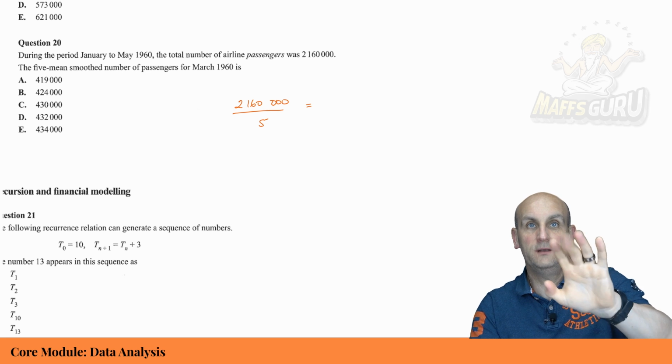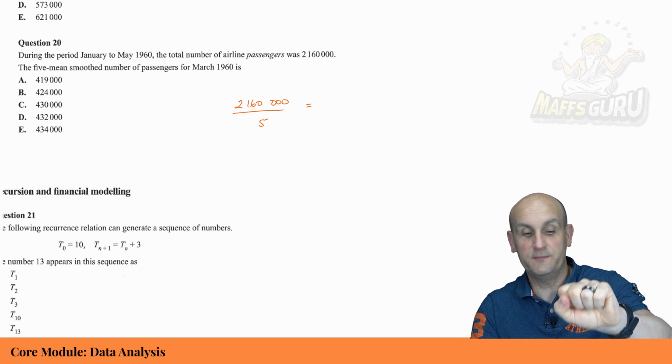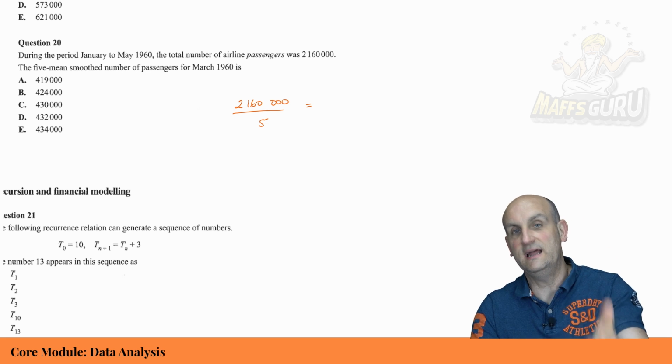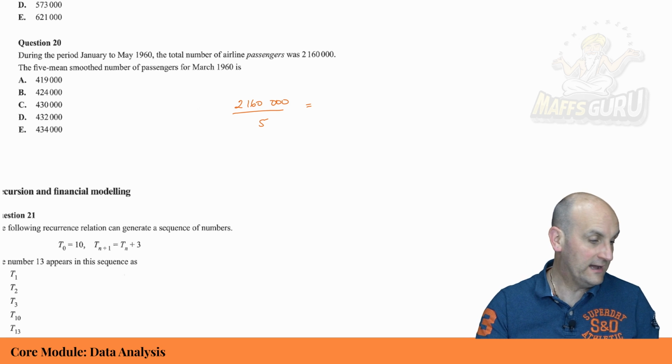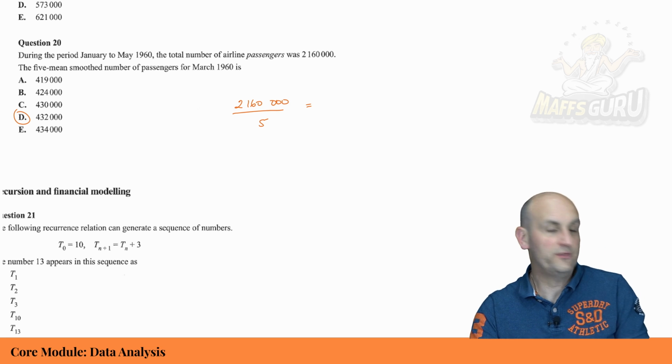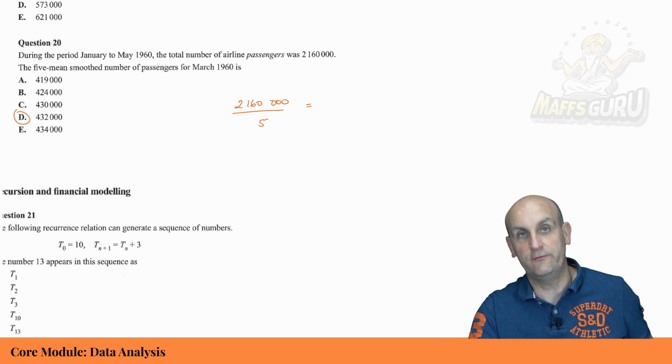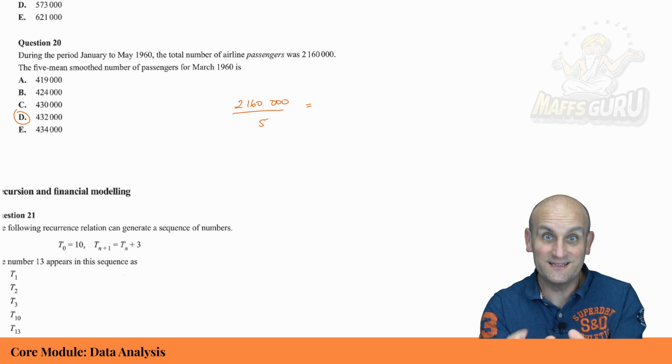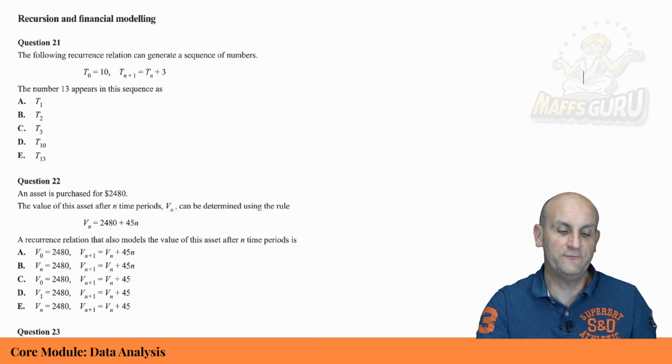Because January, February, March, April, May, those were the 5 months. March was in the center, just added those together, divide by 5, and out came the value of, he says, flipping it over, D, 432. And I have to say, I initially did that wrong. I couldn't get the right answer, and it frustrated the life out of me. Oh, maths, big fat trick.